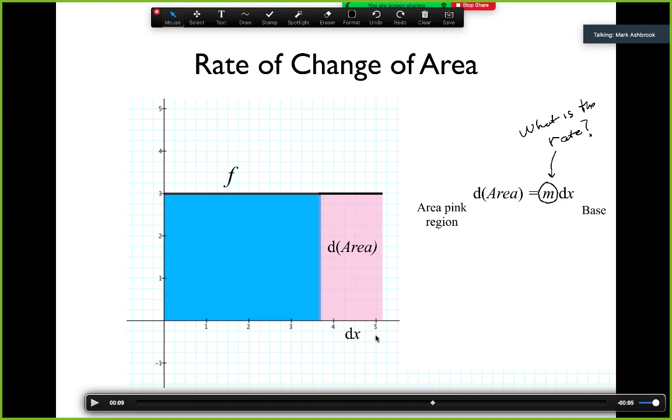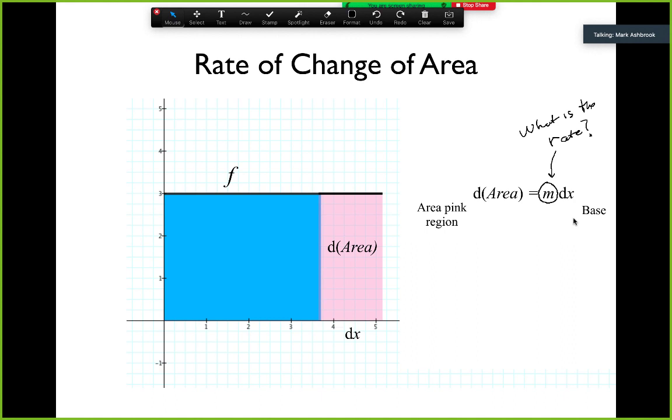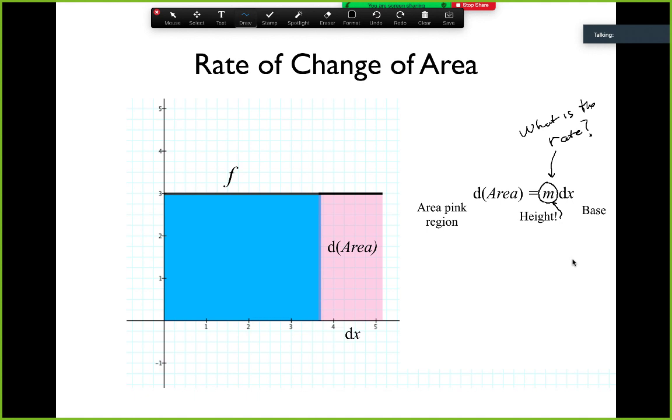You remember that the area of a rectangle is what? Area equals base times height, right? So if dx is the base, then what's the rate? The height, right? So this is our area of a rectangle: area equals base times height. That means the rate has to be the height. That should make sense. So that is the rate of change. The rate of change is the height.